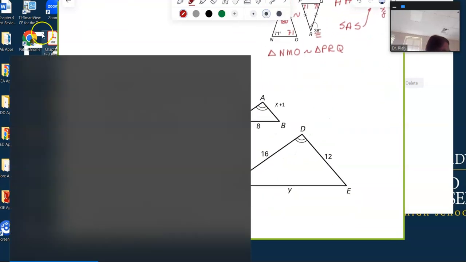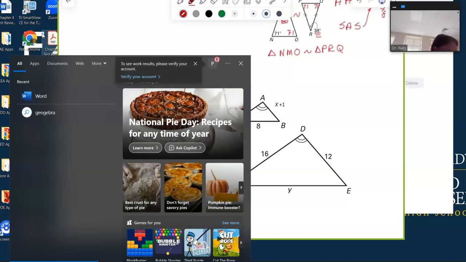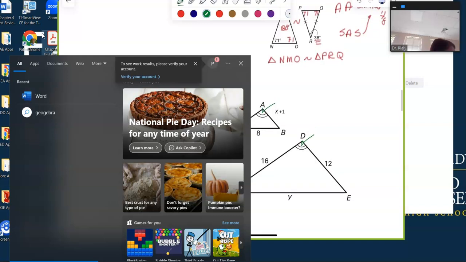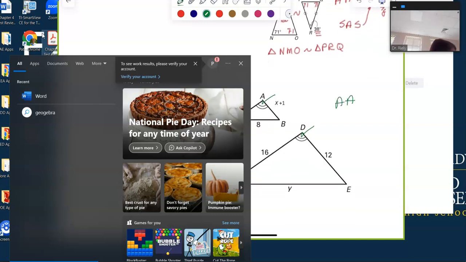Now for this one, you're going to complete each statement. So what do I know? First off, I look at this and I see angle equal, angle equal, angle equal, angle equal. So by that, I know I have an AA similarity. So I can now write my similarity statement. It's half done for me.